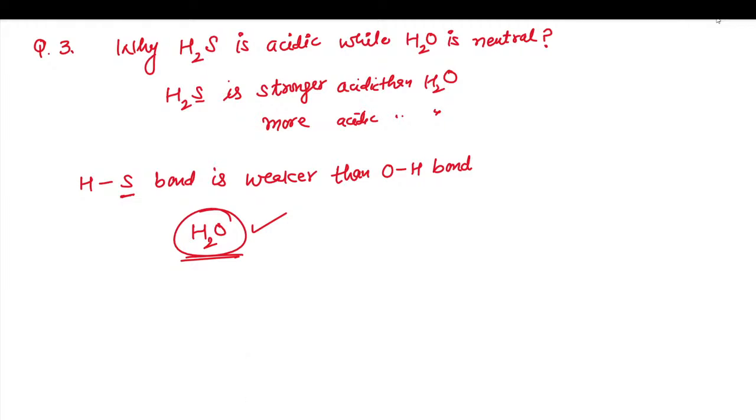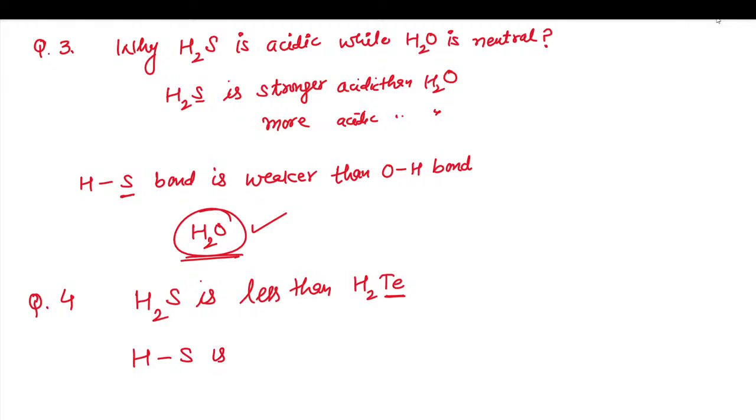Next question: H2S is less acidic than H2Te. Same reason, due to the large size of tellurium compared to sulfur, the H-Te bond is weaker than the H-S bond.